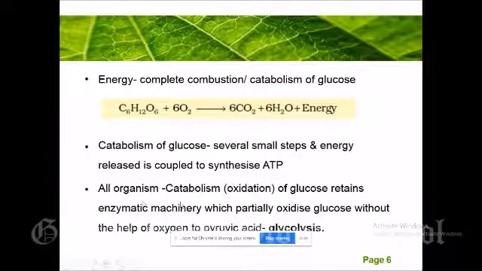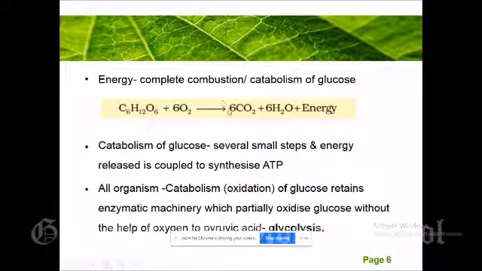So this is basically the catabolic process. The catabolic process is the destructive process in which the molecule is breaking down, right? This molecule is breaking down to produce carbon dioxide, water and energy. If you remember, photosynthesis is an anabolic process, that is a constructive process, right?